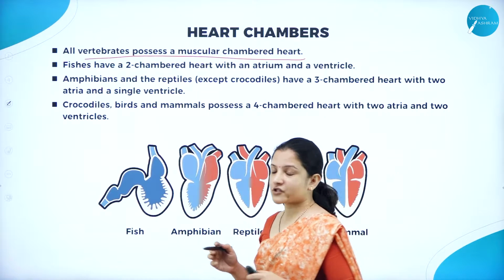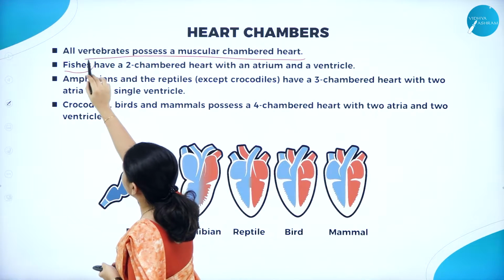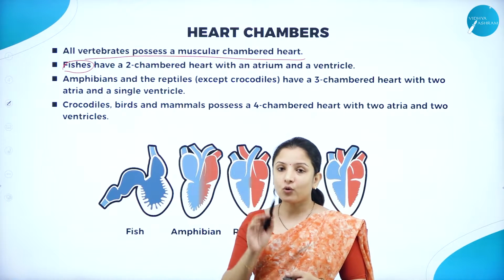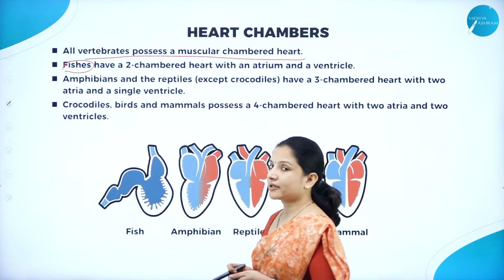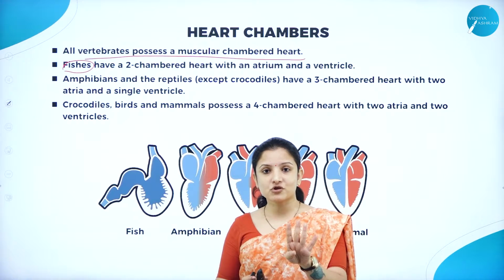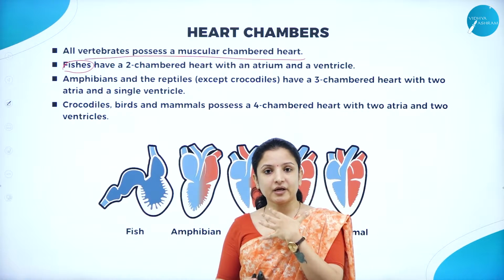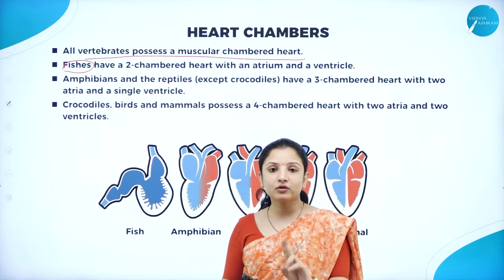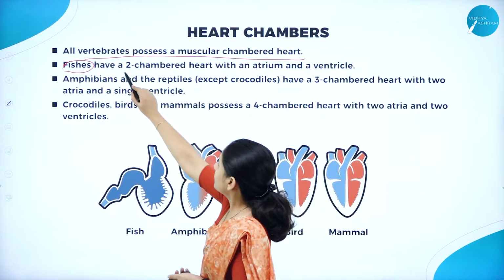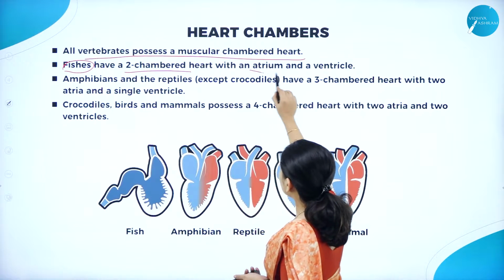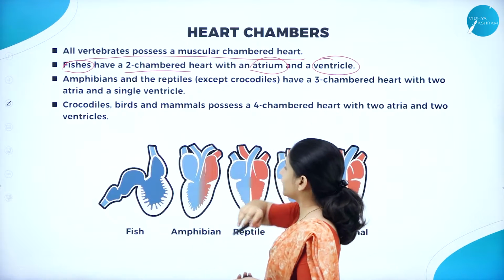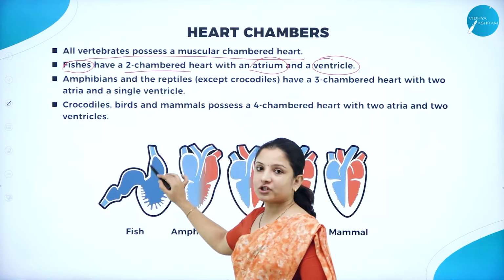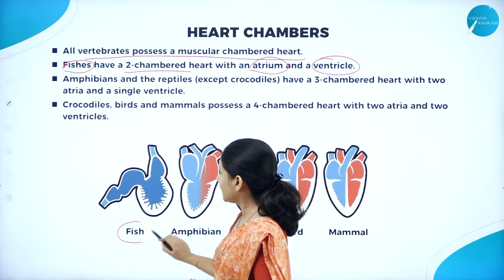So let's talk about fishes. When you look into fishes, they also have a muscular chambered heart, but they only have a two-chambered heart. We human beings have a four-chambered heart, right? We have two upper atria and two lower ventricles. But in fishes, they have only a two-chambered heart, with one atrium and one ventricle. So it is just a two-chambered heart in the case of fishes.